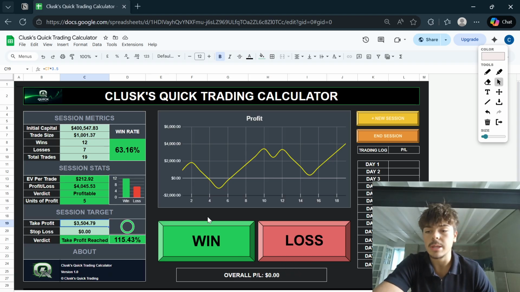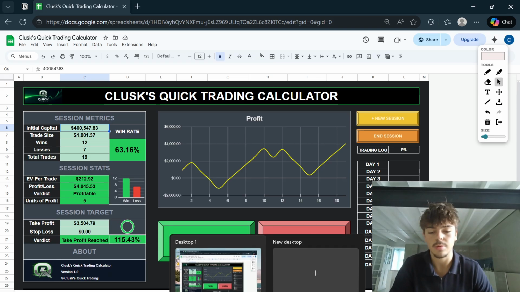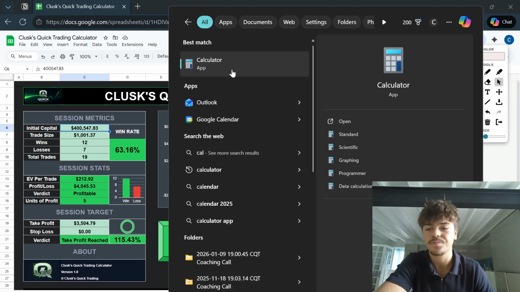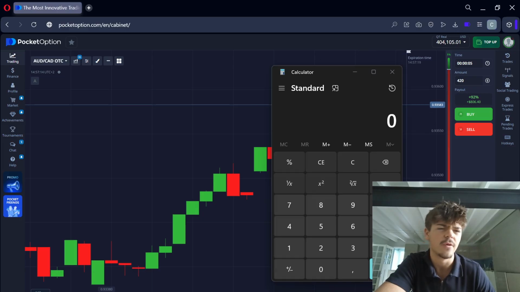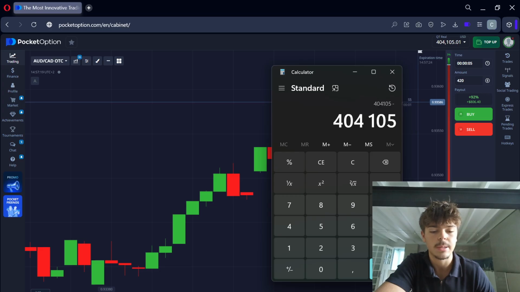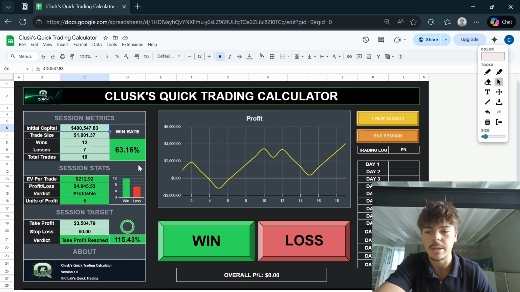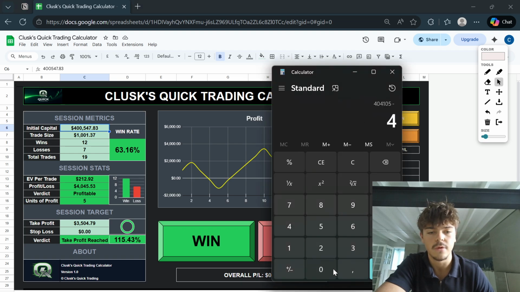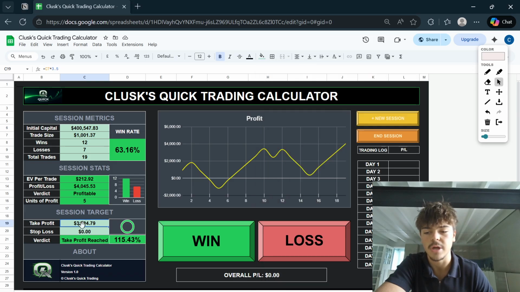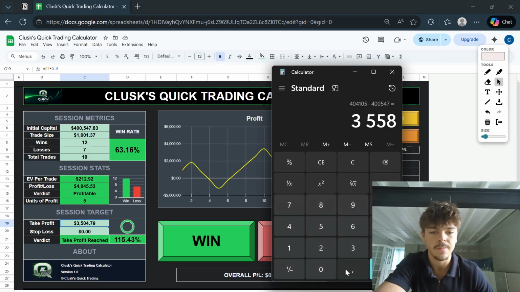In total, we started with that amount, which let's calculate our total profit here. So we finished off with a balance of 4,105 minus, let's calculate here how much we started with, 400,547, which would be the 3,558, which is pretty much in and around what we were aiming for our take profit. And there we go.